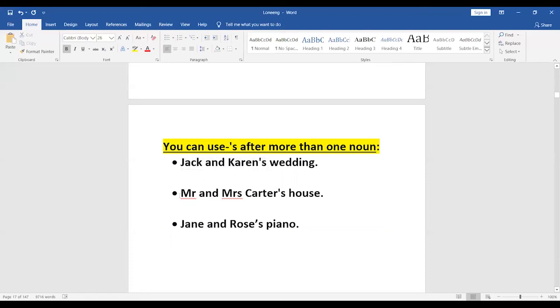Now, the next one, Mr. and Mrs. Carter's house. Mr. and Mrs. Carter is singular, and although it's singular, they're talking about two different people, and that is why there's an apostrophe S there. Jane and Rose's piano. Whose piano? The piano belongs to both Jane and Rose. And because it's two people, they've put an apostrophe S here. So now that you know how to use apostrophe S for singular nouns or plural nouns, let's move on to the task of the day.